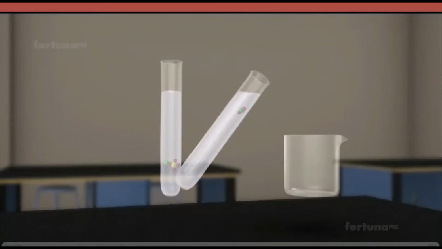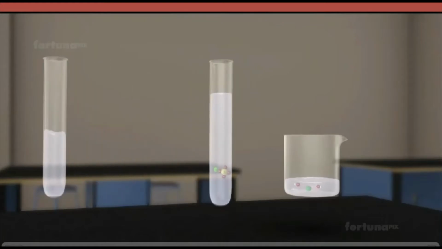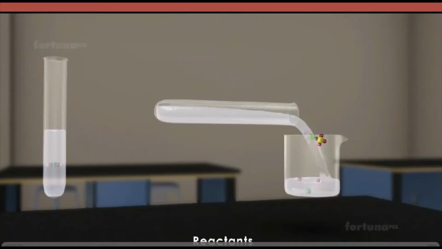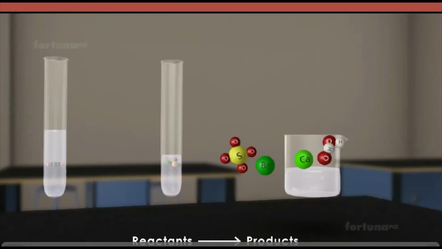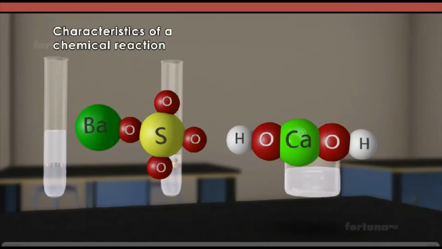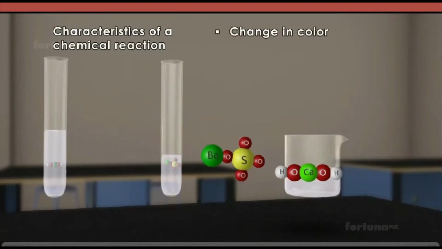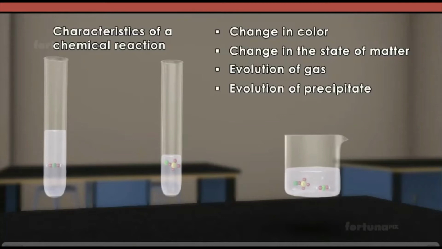A chemical reaction is a process during which certain substances, known as reactants, undergo changes to yield new substances, known as products. Some key characteristics of a chemical reaction include change in color, a change in the state of matter, an evolution of gas, and an evolution of precipitate.